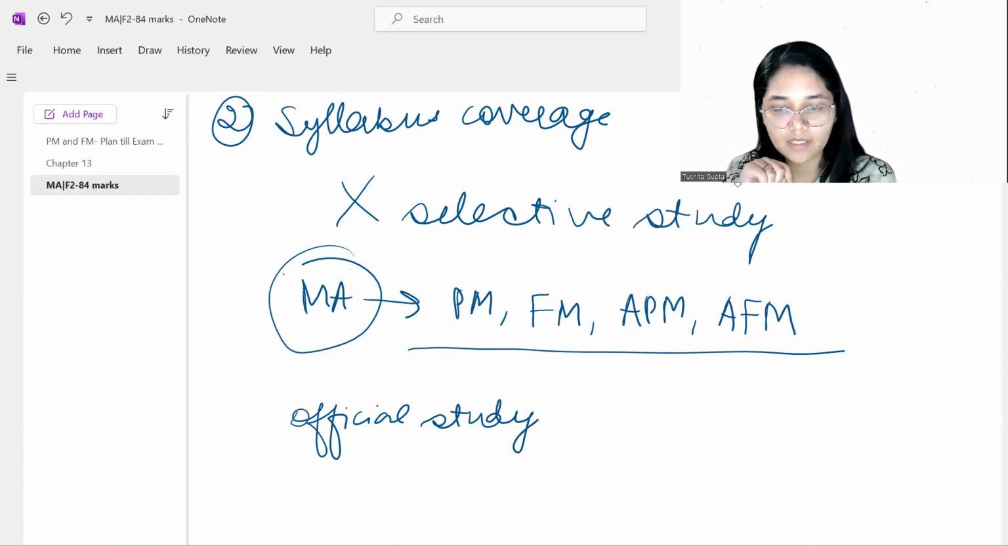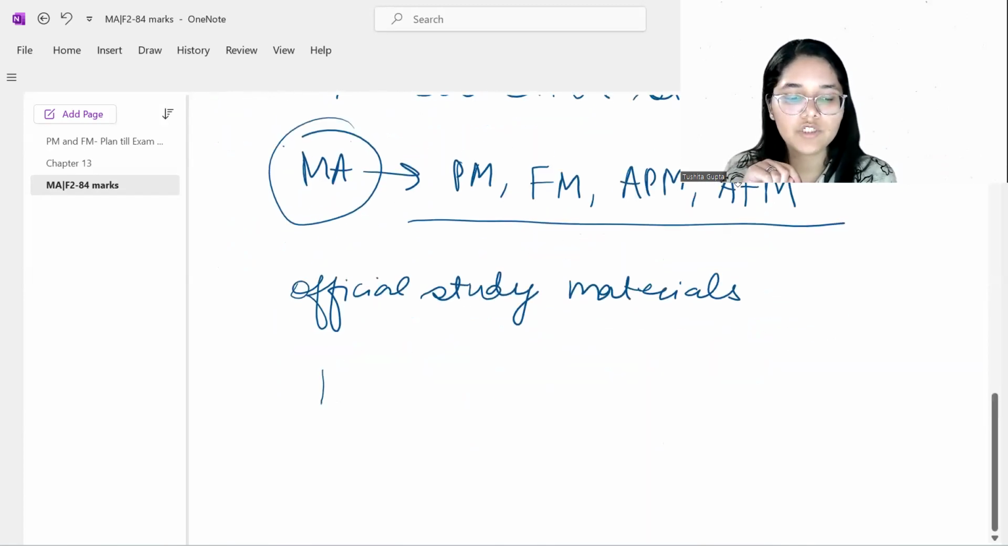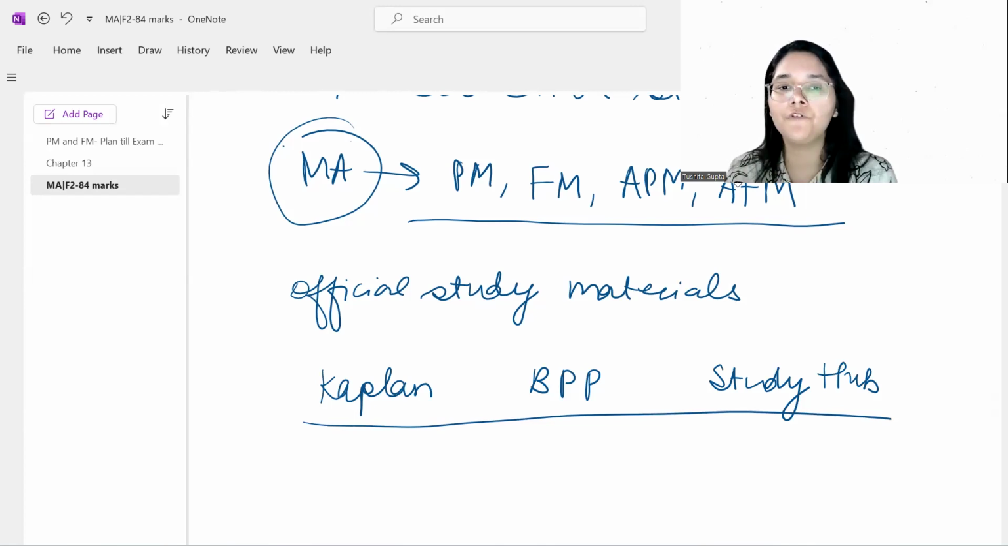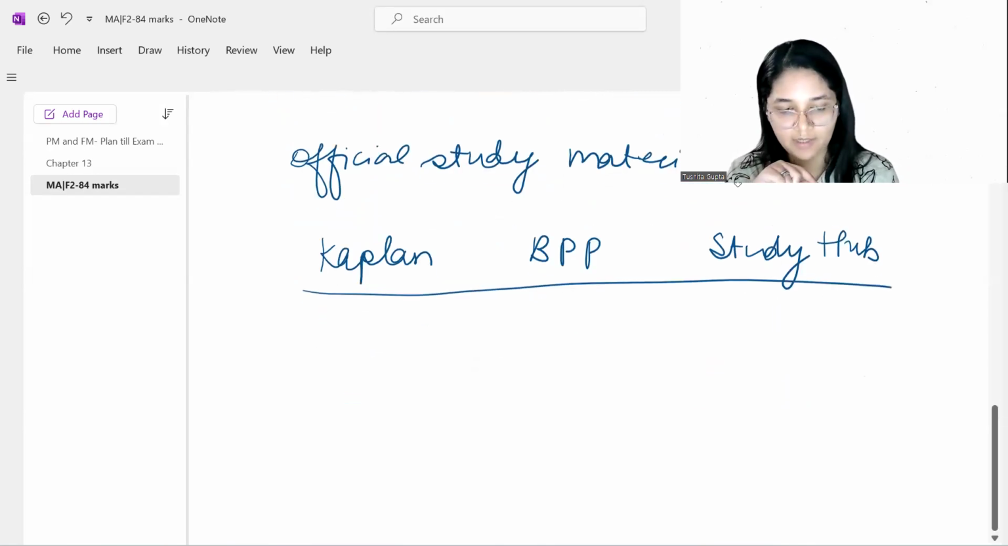When we talk about ACCA, there are two approved content providers, which are Kaplan and BPP. ACCA has approved them. Another study material which is good for you is the Study Hub. You should only use these official study materials. Do not go for any other material. These are made specifically to suit the requirements of ACCA. So make sure that you're using the right study materials and you're not doing selective study.